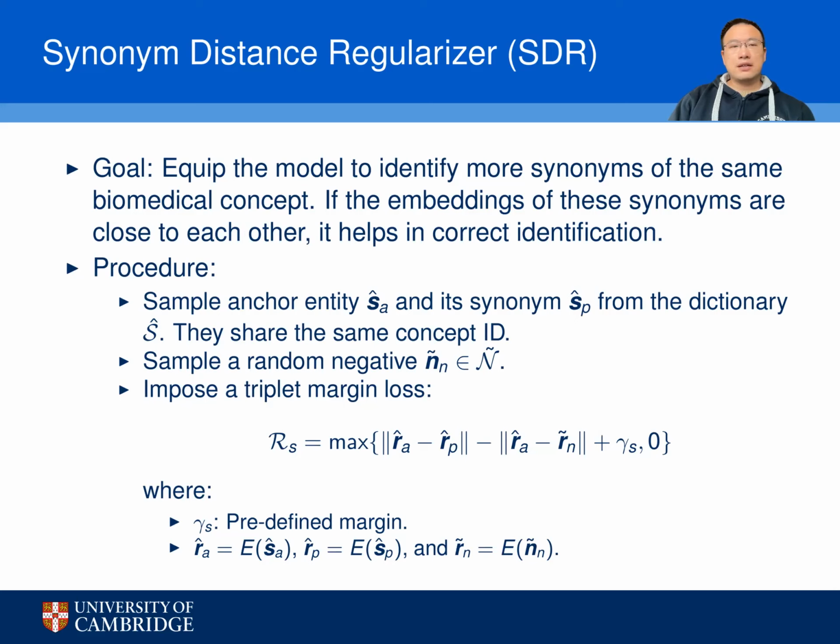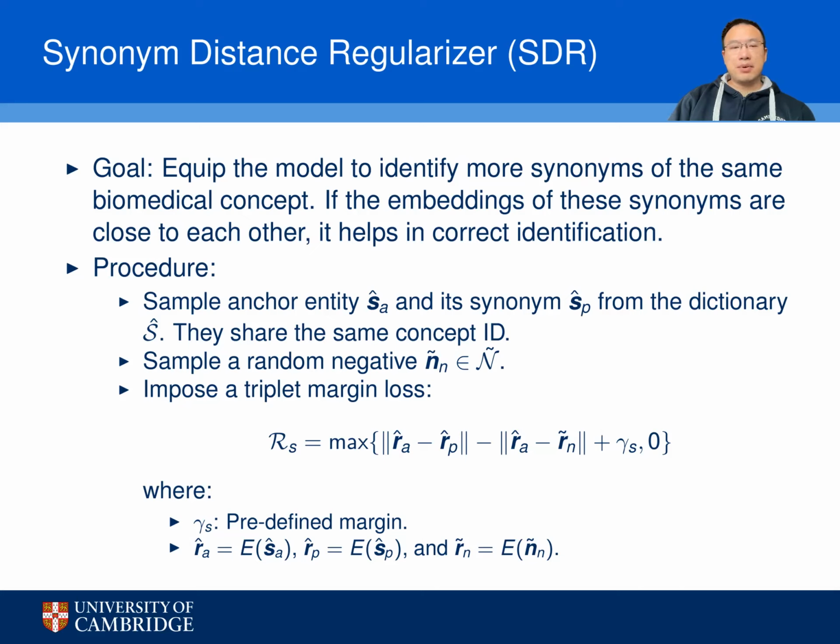Now let's look at the synonym distance regularizer. The goal of SDR is to equip the model to identify more synonyms of the same biomedical concept. So if the embeddings of the synonyms are very close to each other, the model is more likely to get a better result. Here is how we do SDR. First, we sample an anchor entity S_A hat and a synonym S_P hat from the dictionary S hat. These entities are synonyms of each other, which share the same concept ID.